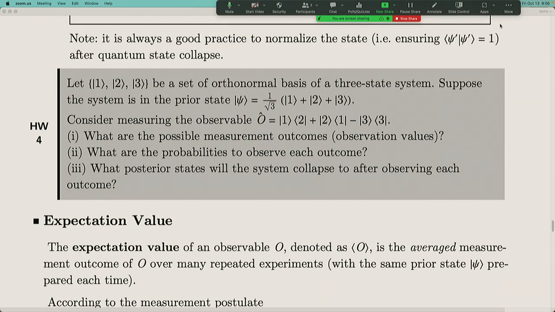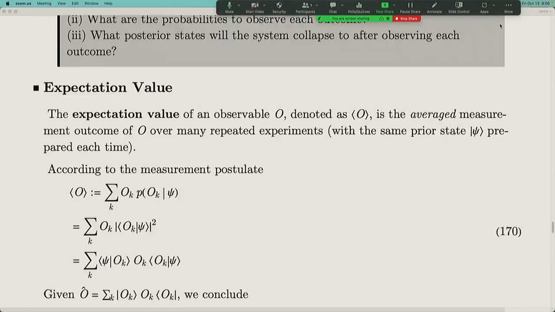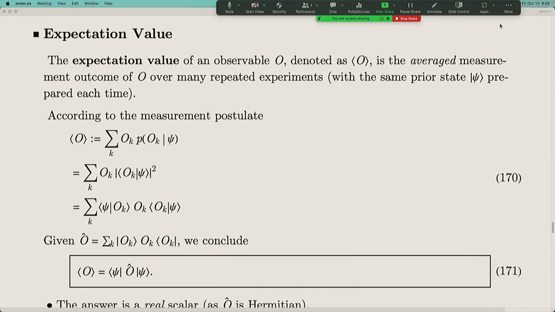Okay, so homework 4 is providing you the opportunity to exercise this technique of calculating probability and posterior states.